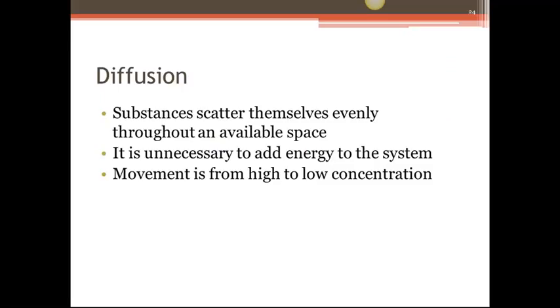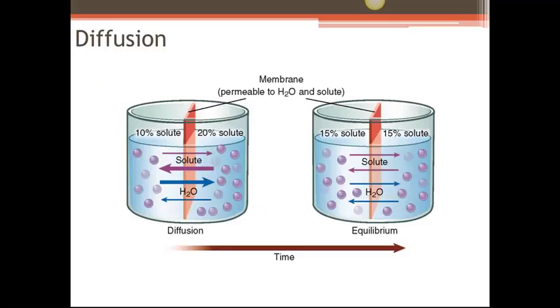In diffusion, substances scatter themselves evenly throughout the available space. It is unnecessary to add energy to the system, and movement is from high to low concentration. Some examples are osmosis and dialysis.